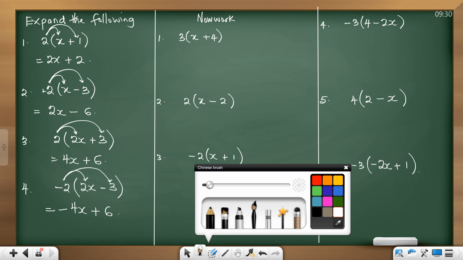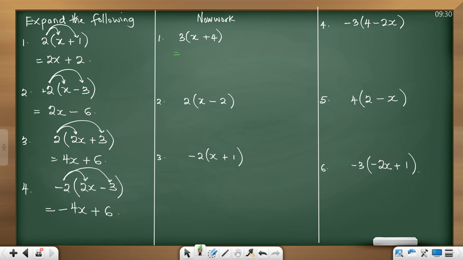Okay, I believe you have paused the video and we are ready to mark. Please make sure you pause, do the questions, and then mark with me. What will this be? We multiply that in and that in. 3x plus 12. Please mark. Number 2. 2 times x is 2x. Positive times negative would be a negative. 2 times 2 would be a 4.